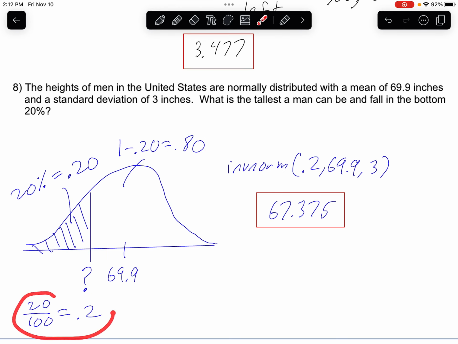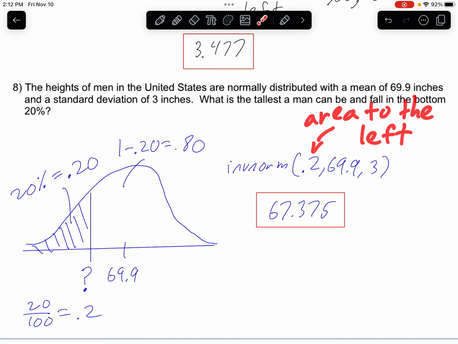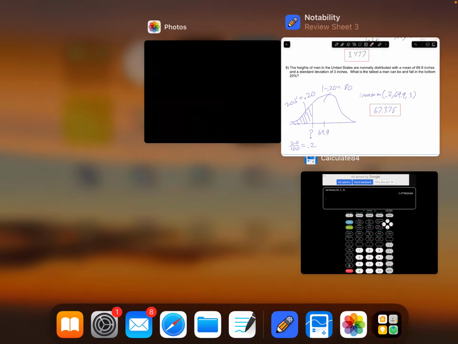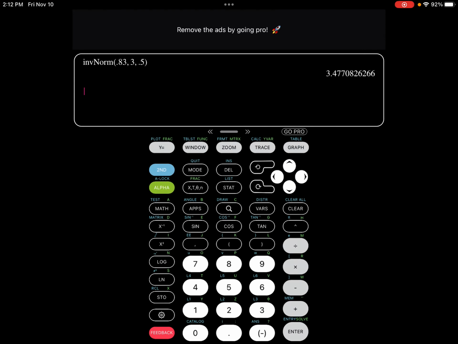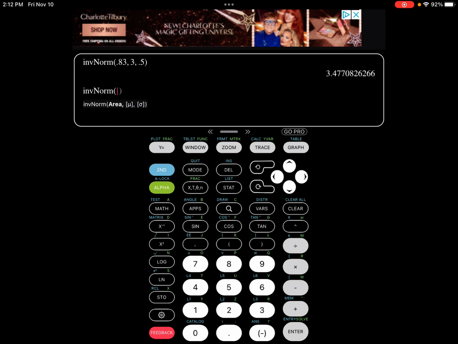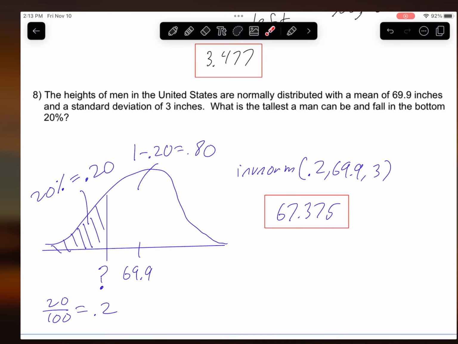So again, the inverse normal distribution wants the area to the left of your data marking value, which in this case is equal to 0.2. So let's hit second VARS, go inverse normal, 0.2 this time. This one has a mean of 69.9 and a standard deviation of 3. So we'll put that in separated with a comma, the button above 7, and we'll hit enter. And we have 67.375 as our data value right over here.